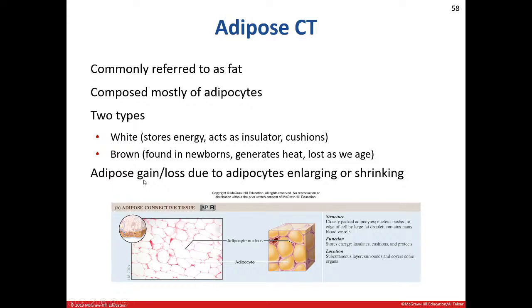So adipose gain or loss is due to adipocytes enlarging or shrinking. When they fill up with fat, the fat droplet in the center of the cell grows, and when they release fats, the fat droplet will shrink. Now, we did say that most connective tissues are spaced out from one another, and you may be looking at the adipose cartoon down there and saying, well, they're all touching. Well, they start spaced out. Adipocytes start spaced out, but as they fill with fat, as their fat droplets grow, they will grow to the point where they are touching other cells.